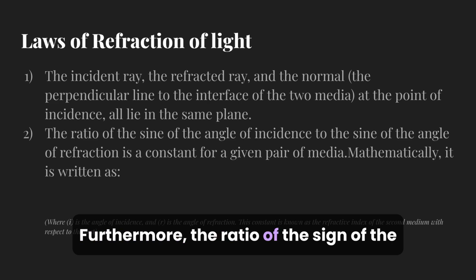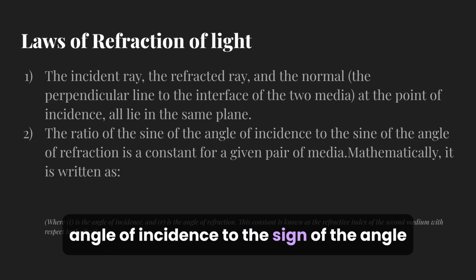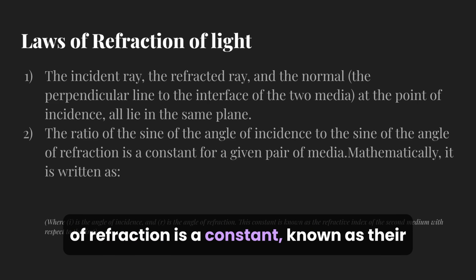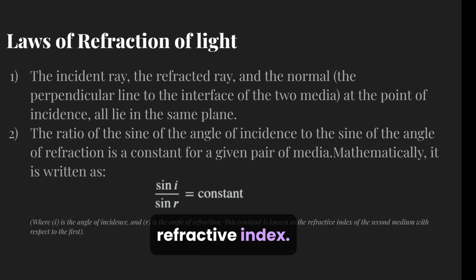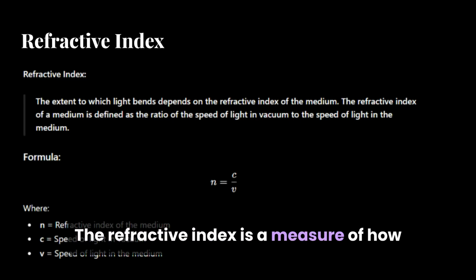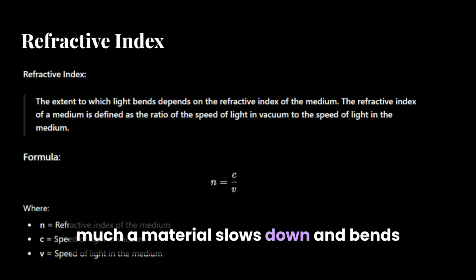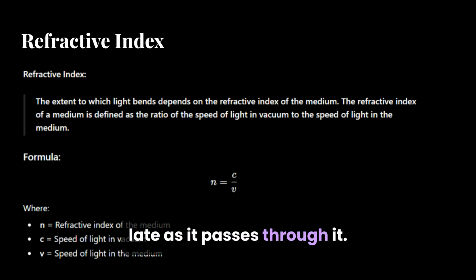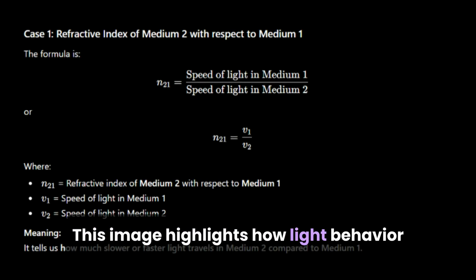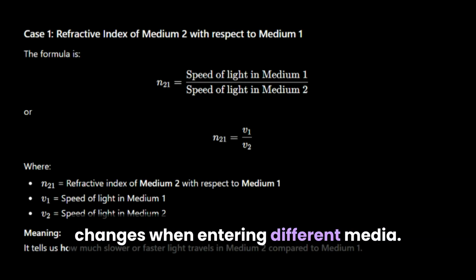Furthermore, the ratio of the sine of the angle of incidence to the sine of the angle of refraction is a constant, known as their refractive index. The refractive index is a measure of how much a material slows down and bends light as it passes through it. This image highlights how light behavior changes when entering different media.